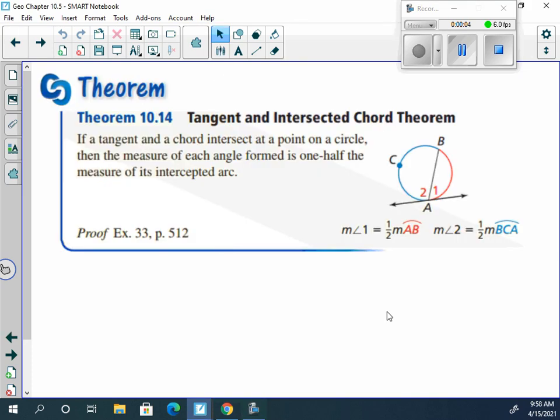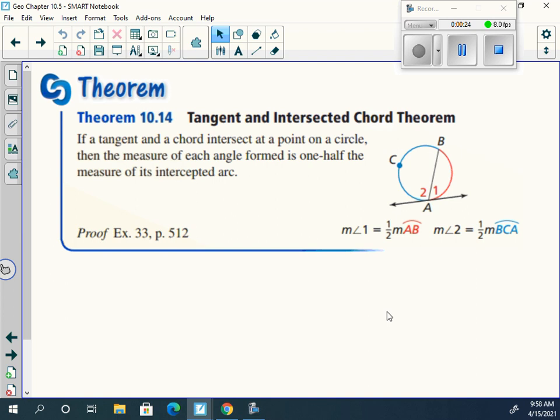So what we're looking at today is dealing with more arcs and line segments. Now, our first theorem that we're going to look at is the tangent and an intersected chord theorem. If a tangent and a chord intersect at a point on the circle, then the angle measure formed is 1/2 of its intercepted arc.